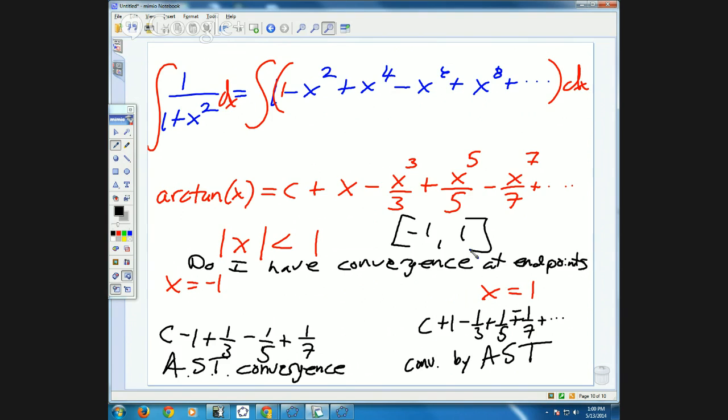All right, let's find C now. What's a convenient number to plug in for x to figure out what C is? 0 is a wonderful number to plug in. What is the arctangent of 0? It is 0. What happens if I plug in 0 on the right? C plus 0, so C must be 0. Excellent. Now we know a series for the arctangent.